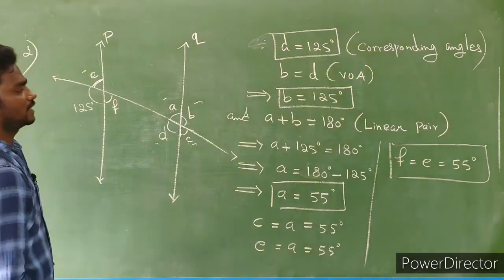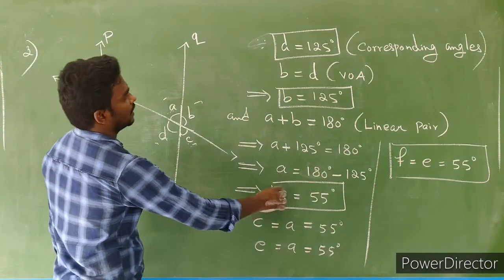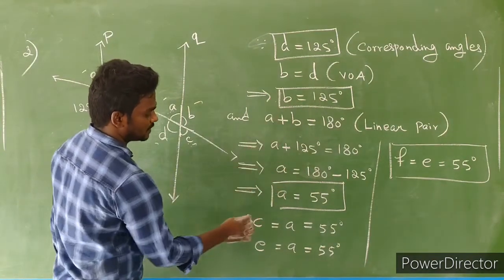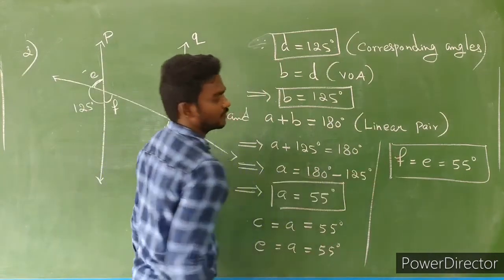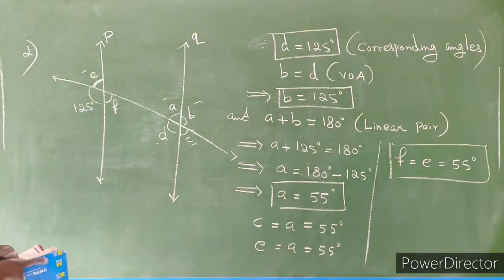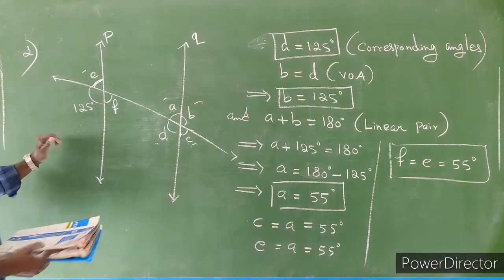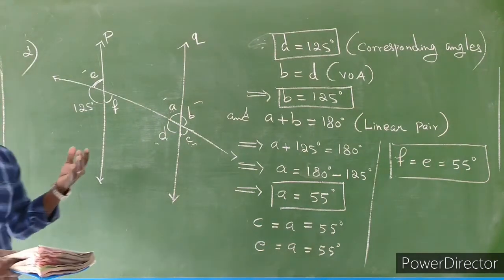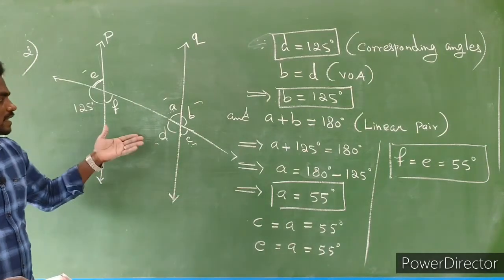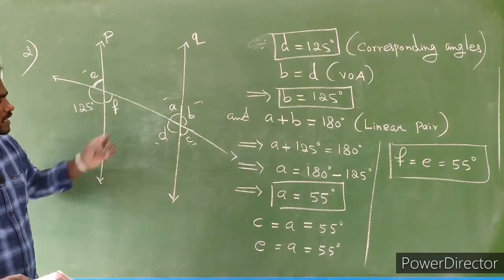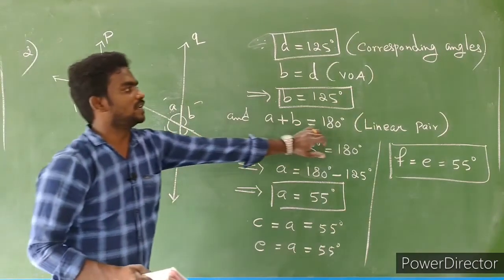So, we found all the angles: angle A, angle B, angle C and angle D. Next, angle E and angle F. So, how to find? By using properties of the transversal line. What are the properties? Alternate interior angles are equal, corresponding angles are equal, interior angles on the same side of the transversal are supplementary. But here we use the linear pair condition.